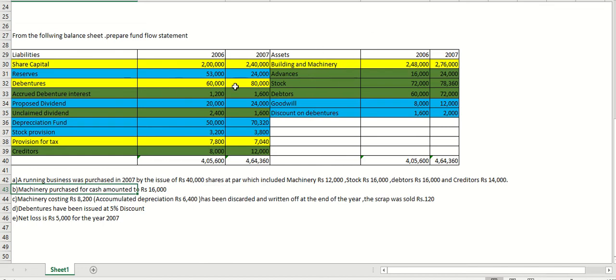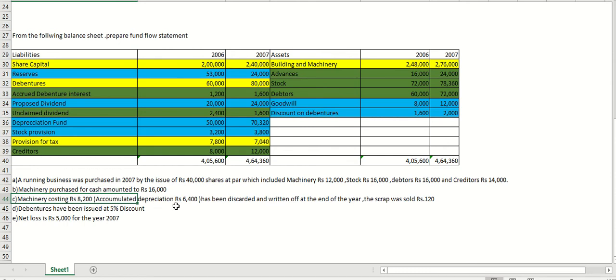Hence, whatever we are counting in our fund flow statement, I have shaded in golden yellow color, and whatever we are counting in our schedule of changes in working capital, I have shaded in dark green. Whatever we are counting in the profit and loss adjustment account, I have shaded in blue color, for a better understanding.